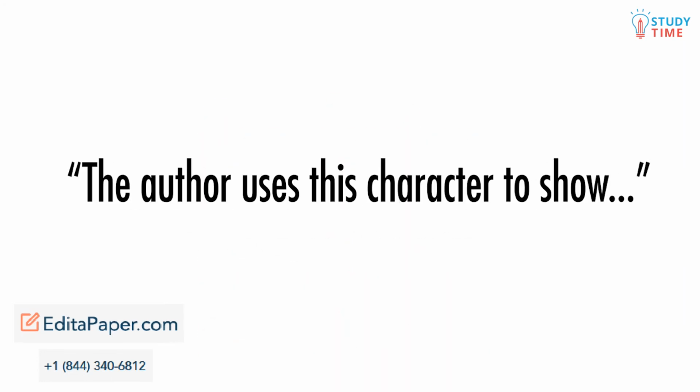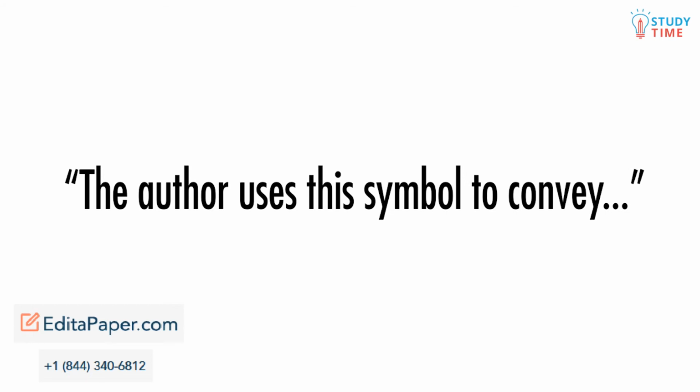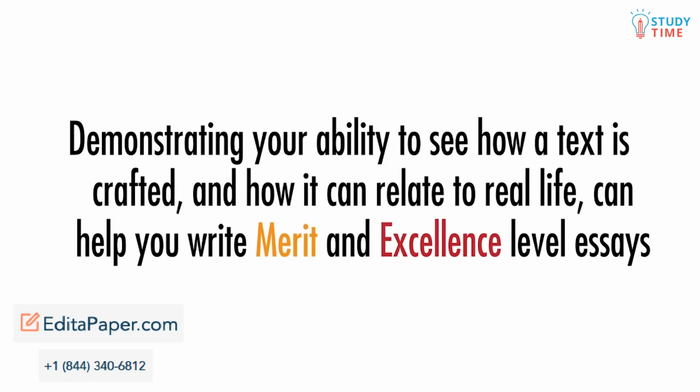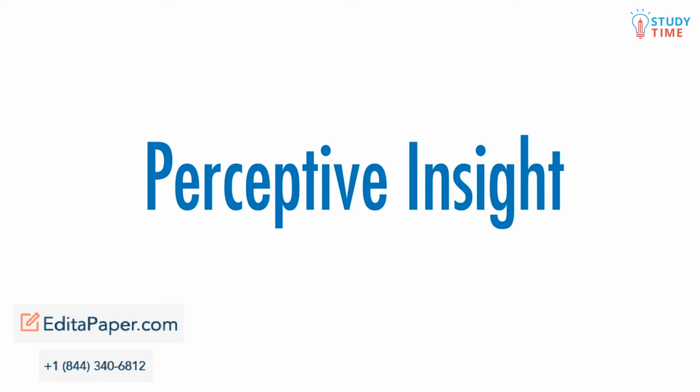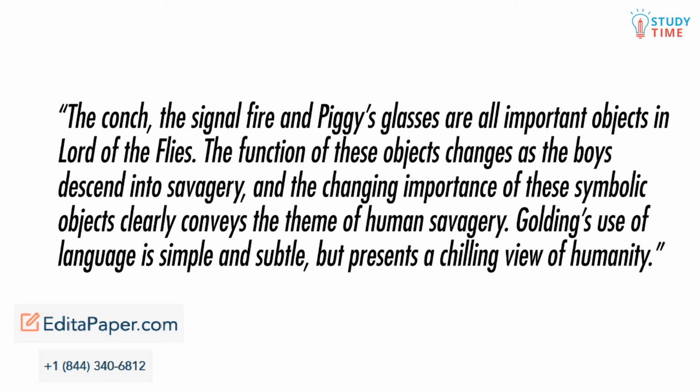Phrases like, the author uses this character to show, or the author uses this symbol to convey, are useful. Showing that you can see a text in context, that you can see how an author has crafted their text, and how a text can relate to other texts or real life, will help you write merit and excellence level essays. This is what we call perceptive insight. Look at this example. We summarize our 3 main paragraphs, sum up the argument, repeat the phrase from the essay question, and chuck in some perceptive insight.